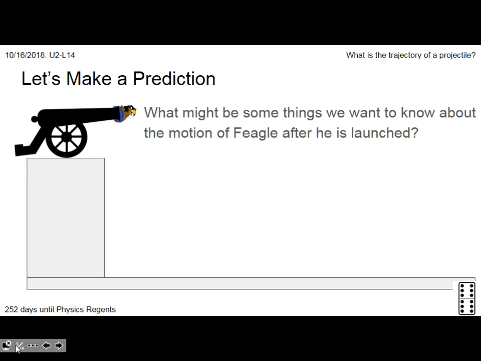Wow, that was perfect. Okay, so here's what I want you to discuss at your table. What are some things that you would want to know about the motion, that path that Fiegel makes when he soars through the air? At your table, take 2 minutes, come up with some ideas, and then pick a person and one idea that you're going to share to the whole class. You're answering this question in your group, and then we're going to share as a class.